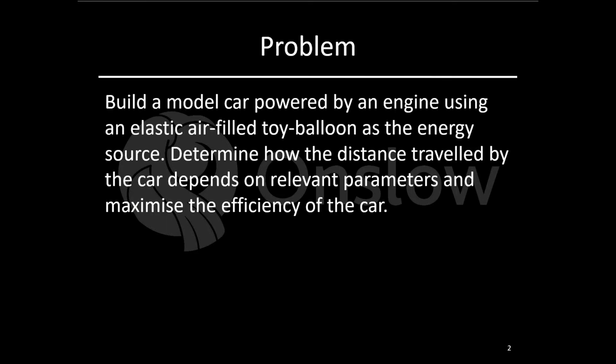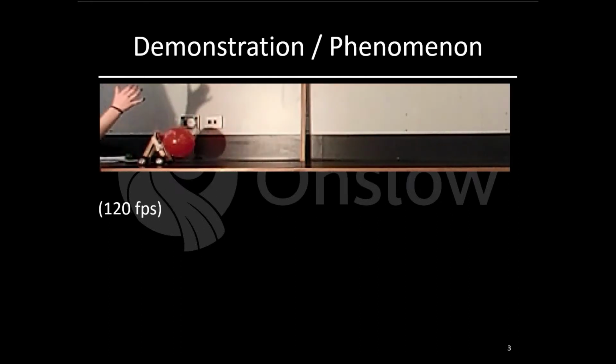The problem states: build a model car powered by an engine using an elastic, air-filled toy balloon as the energy source. Determine how the distance travelled by the car depends on relevant parameters and maximize the efficiency of the car. Here's a demonstration of the phenomenon. This video was filmed at 120 frames per second.